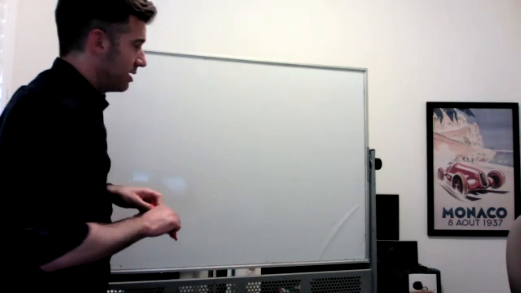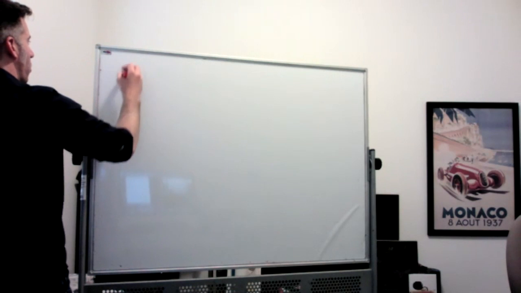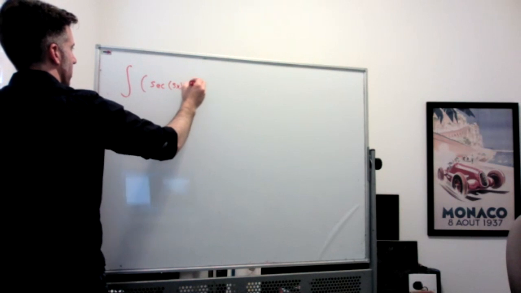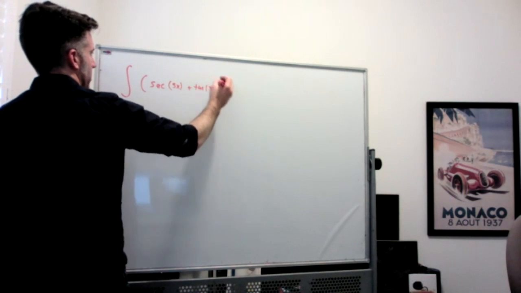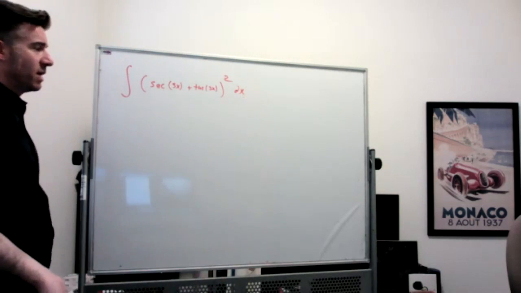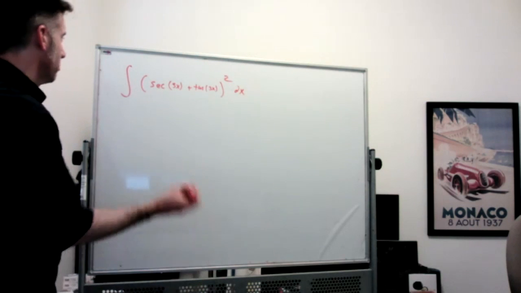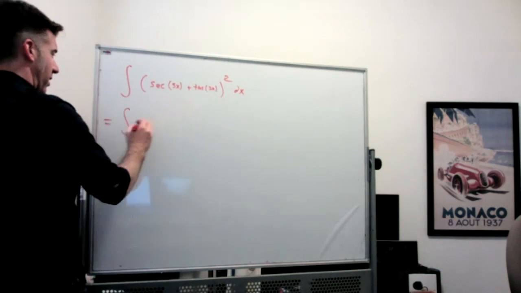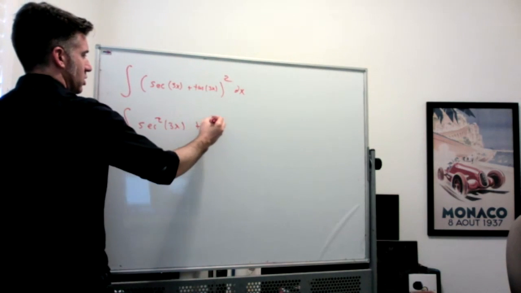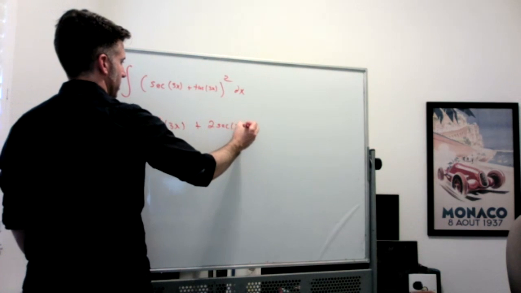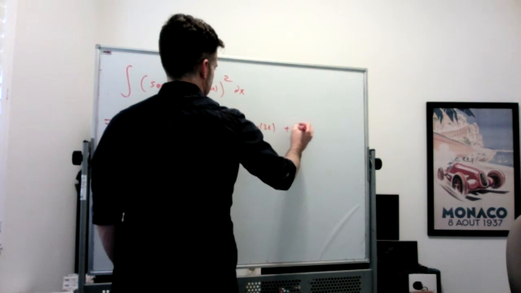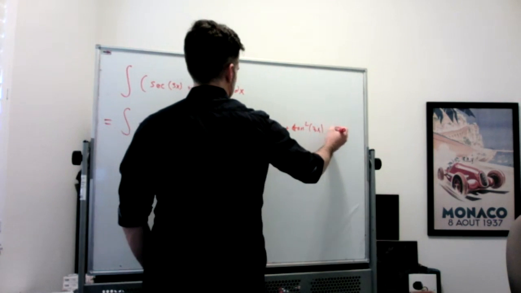For example, I could ask, what's the integral of secant of 3x plus tangent of 3x quantity squared. This is actually not too terrible at all. That's the integral of, well, if you multiply it out, secant squared of 3x plus 2 secant of 3x tangent of 3x plus tangent squared of 3x.